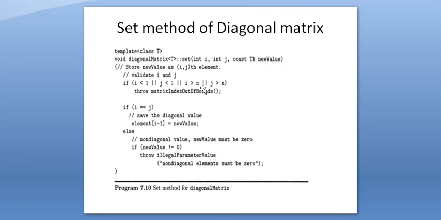So it checks this condition. If i less than 1, no. j less than 1, no. i greater than n, no. j greater than n, no. So this is inside your matrix boundary, so this is false. Then you check the next condition: if i is equal to j. i is 4, j is 4, so the condition is true.